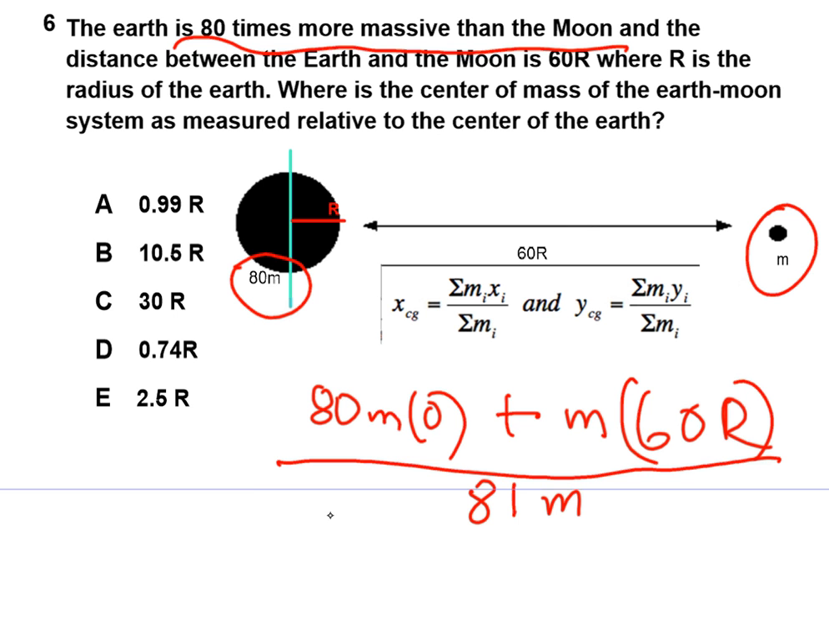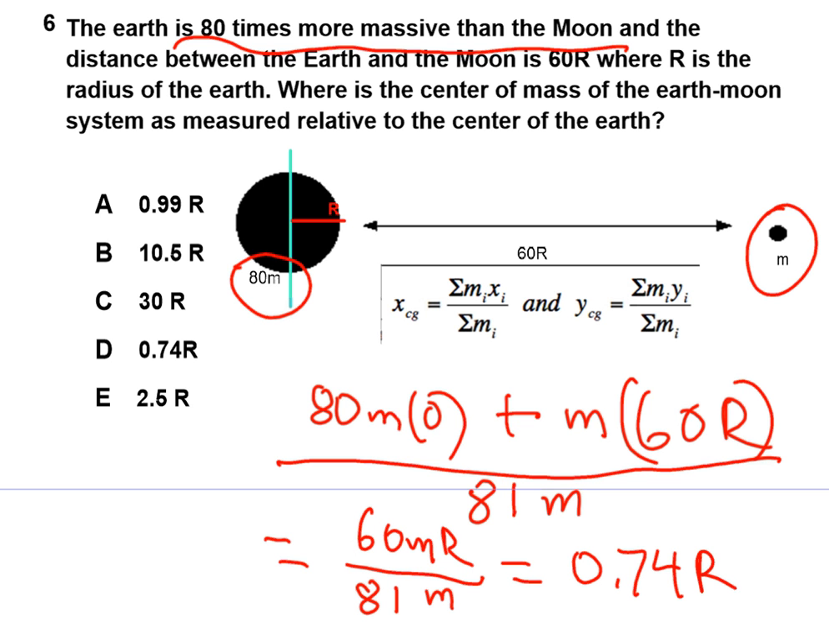So if you do the calculation, the first term is 0, so we have 60 m r divided by 81 m, and this turns out to be 0.74 r. So basically that means that the center of mass of the system is inside the Earth, right around here. Since this is r here, this is a bit less than r. And that would be the right answer.